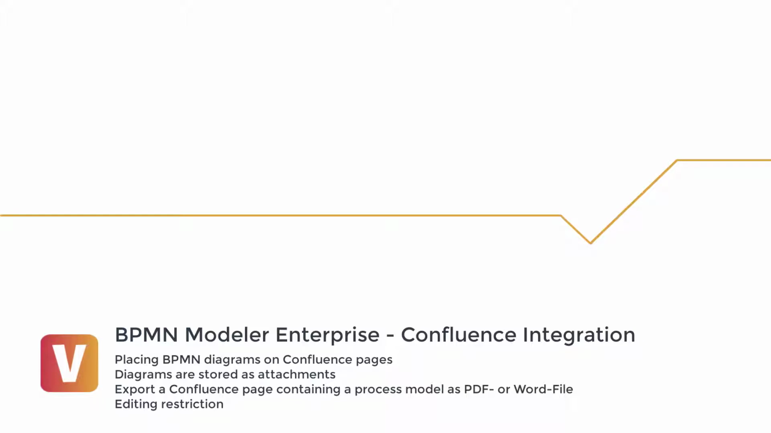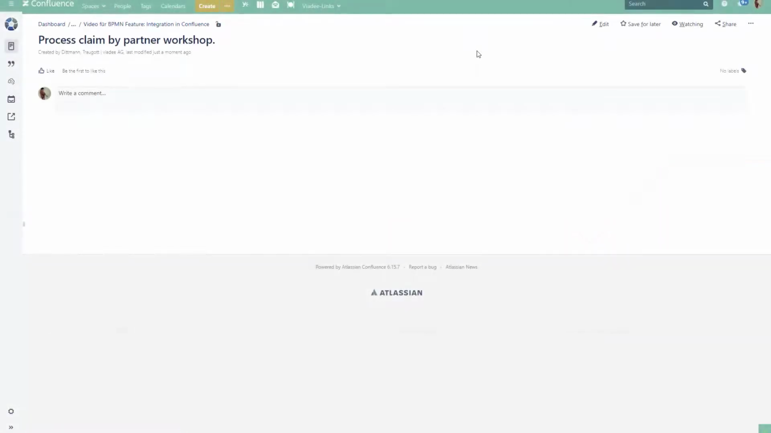In this video, you will learn how BPMN diagrams can be placed onto your wiki pages. First, we will add a diagram to a wiki page. Then we will have a look at the version attachments that we created by this. After that, we will turn our wiki page into a PDF file. And at the end, we show how editing restrictions apply to BPMN diagrams.